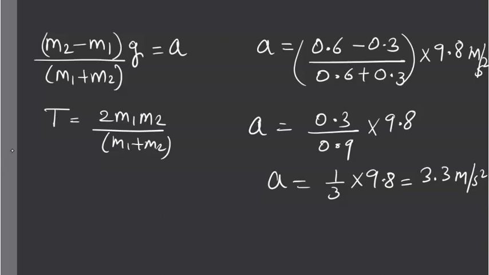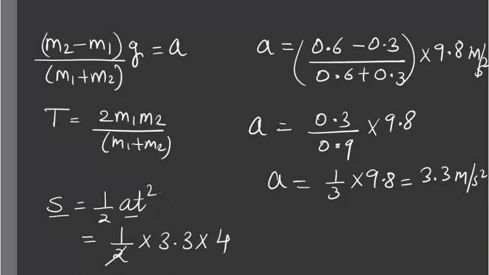This is the acceleration. So in 2 seconds how much will it travel? We have to use the formula s is equal to half a t square. Here s is the displacement, a is the acceleration, and t is the time taken. This is from the equations of motion. So this is half into 3.3 into 4, so this will be 2, and we get 6.6 meter. So in the first 2 seconds the block of mass m1 will move 6.6 meter.